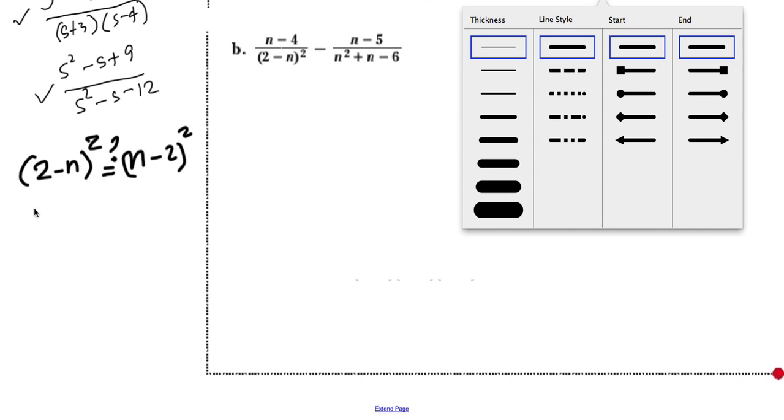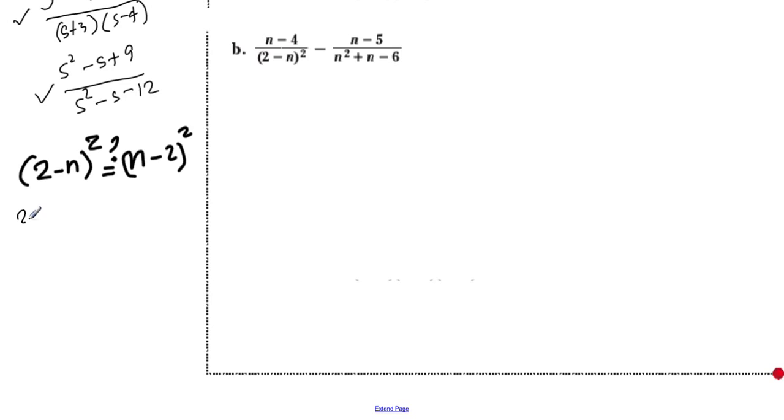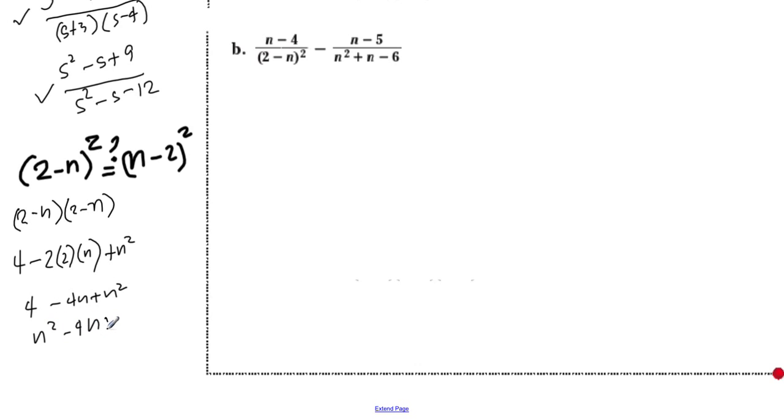there we go. Okay, so 2 minus n is the same as 2 minus n times 2 minus n, right? And 2 minus n times 2 minus n, remember this is a perfect square trinomial. So this is 4 because that's 2 squared. And since that's a minus, minus 2 times 2 times n plus n squared, which is the same as 4 minus 4n plus n squared, or n squared minus 4n plus 4. Okay, for 2 minus n squared.